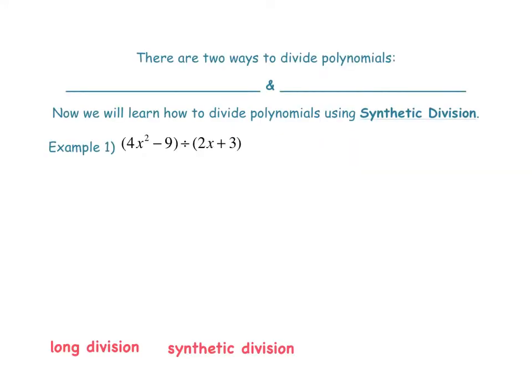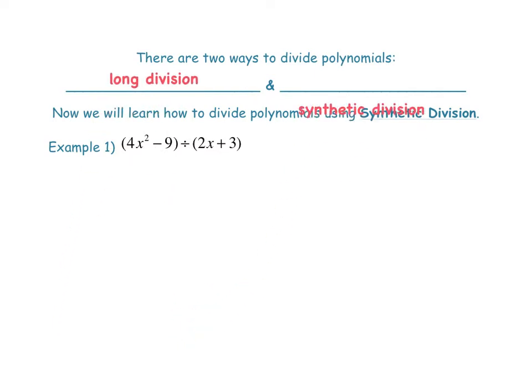Now let's get started. There are two ways to divide polynomials. One way is through long division, and the other way is through synthetic division. In this lesson video, we are going to learn how to divide polynomials using synthetic division. In long division, we use the whole polynomial for the dividend, and we use the whole polynomial for the divisor. In synthetic division, we only use the coefficients.